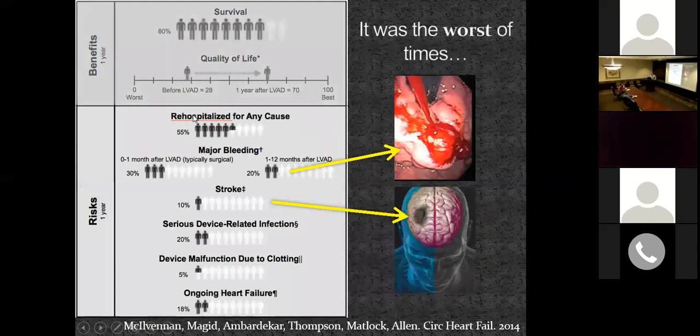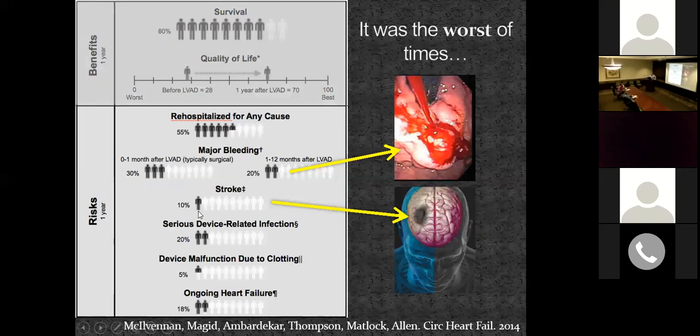But there's a ton of complications that go with this. So 55%, or over 5 out of 10, get rehospitalized every year for major complications. 3 out of 10 have a major bleed in the first month, and 2 out of 10 have a major bleed in the last 11 months in that first year. And it's this simultaneous problem. You have to take a blood thinner when you have the pump, and then the pump chews up all your blood clotting factors. So you have like this double whammy reason to have these bleeding complications.